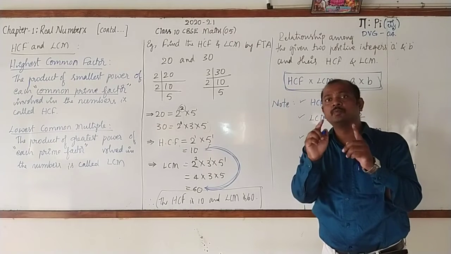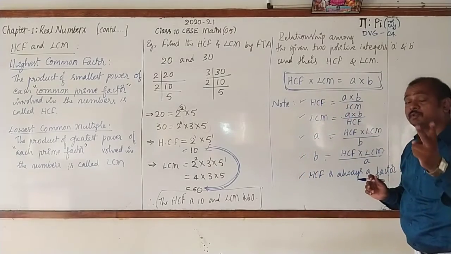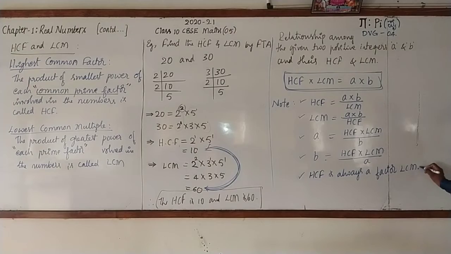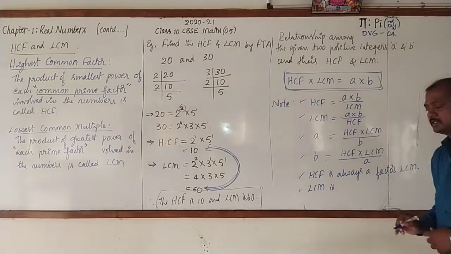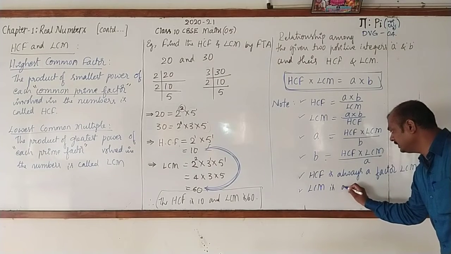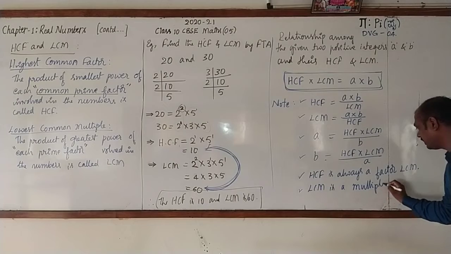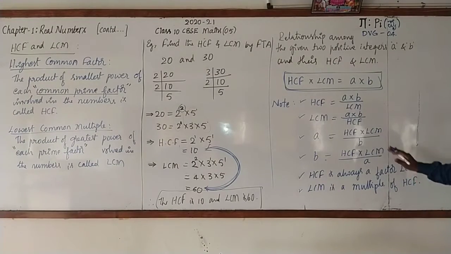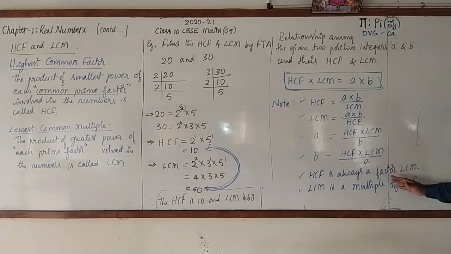HCF and LCM both should be from the same two given numbers. HCF is always a factor of LCM. And another point is LCM is always a multiple of HCF. So these are the four important points, plus two more important points.